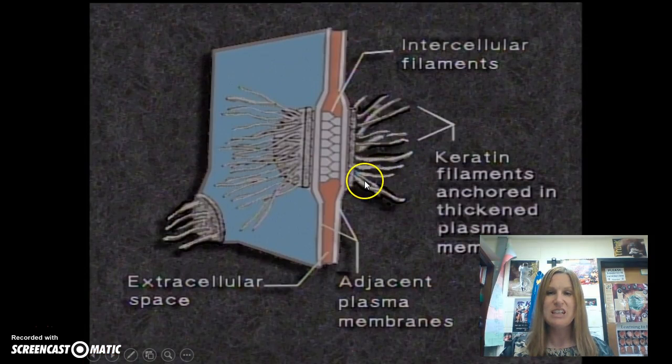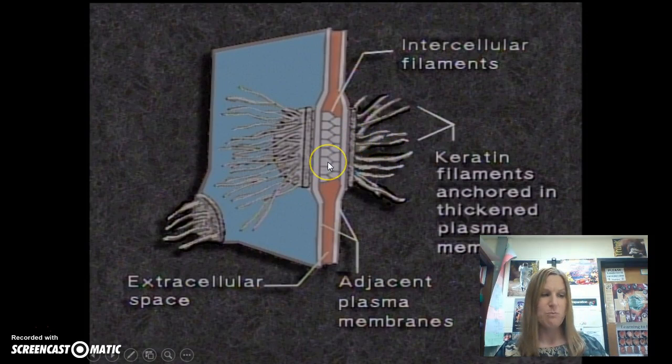So what do we see here? These keratin filaments are anchored in that thickened plasma membrane. Okay, and their job is to function like a rivet. Basically, they're going to fasten those cells together so that they're strong sheets. And then it's going to allow for communication, coordination, for example, of movement to occur.